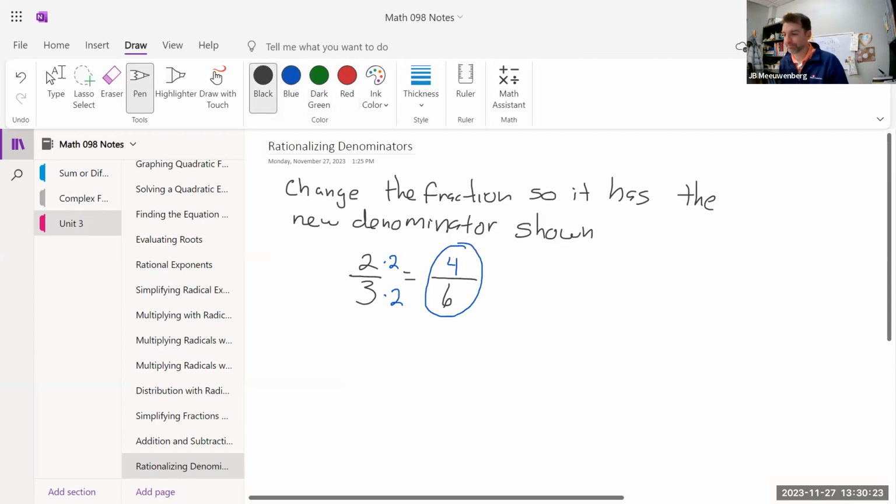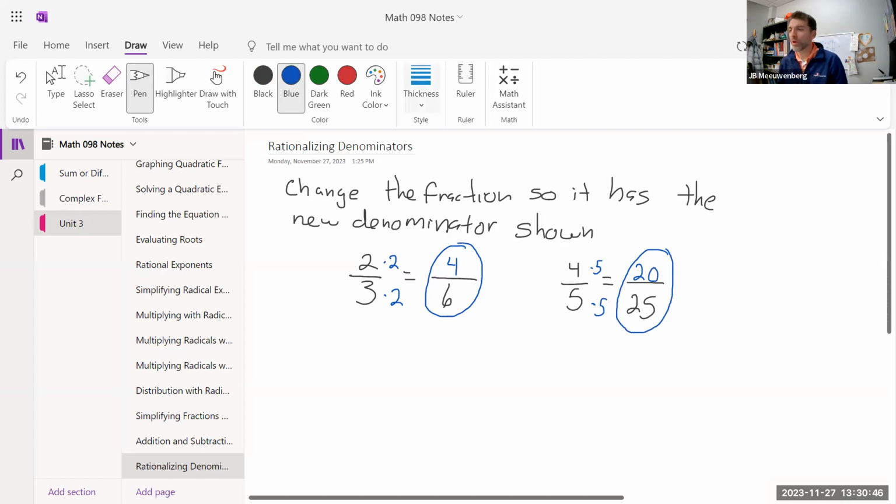Let's do another one. Let's do the fraction 4/5, and I want that to equal something over 25. So I notice that I multiplied the denominator by 5, which means I have to multiply the numerator by 5, which would give us the fraction 20 over 25.